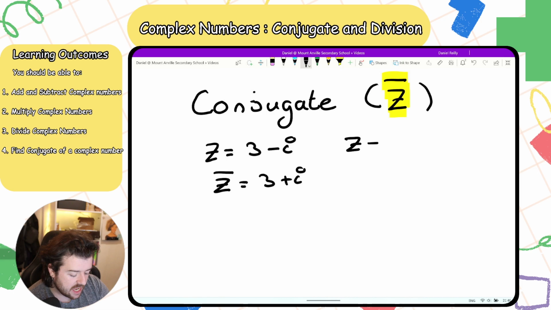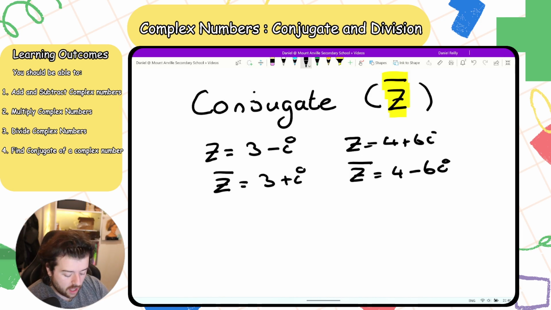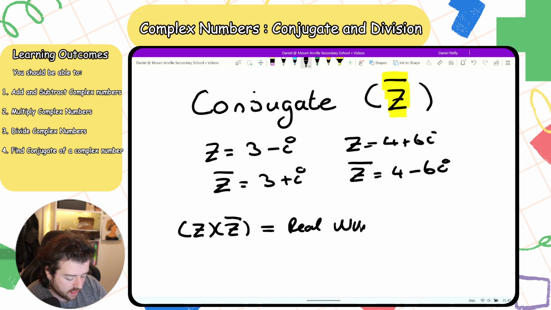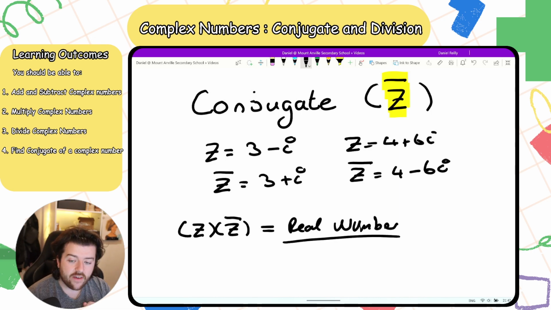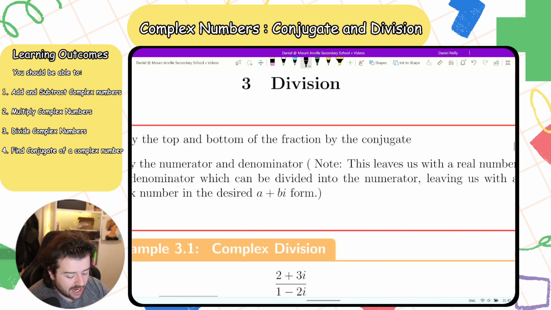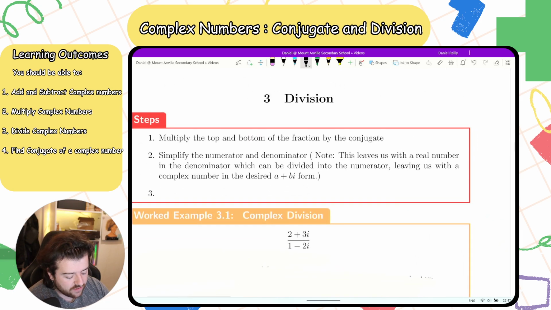If z is equal to 4 plus 6i, the complex conjugate is 4 minus 6i. So that's all we need to know about the conjugate. And finally, if I multiply a complex number by its conjugate, I will always get a real number. You're probably asking, what does this have to do with anything? Well, it's going to lead us right into complex division.